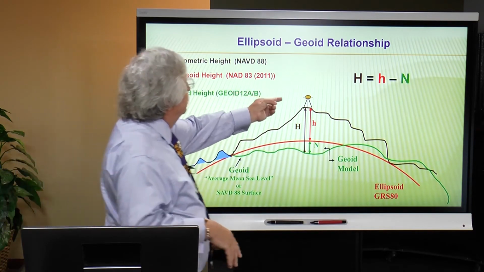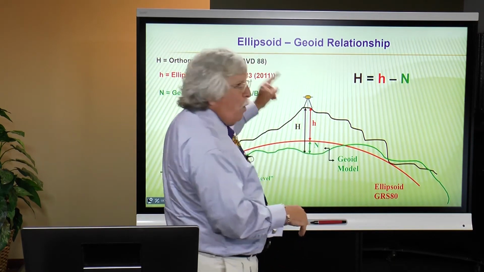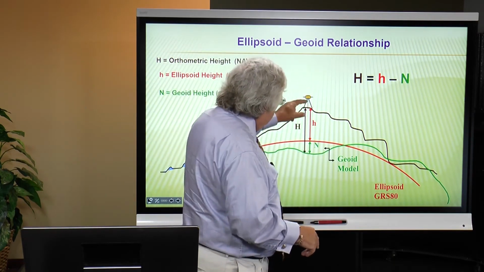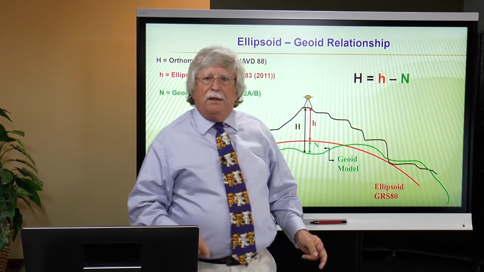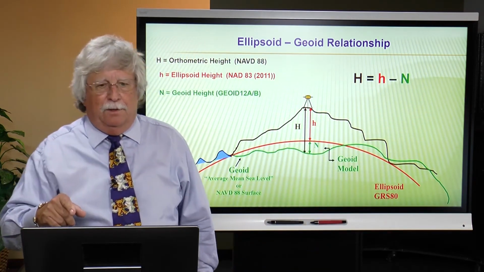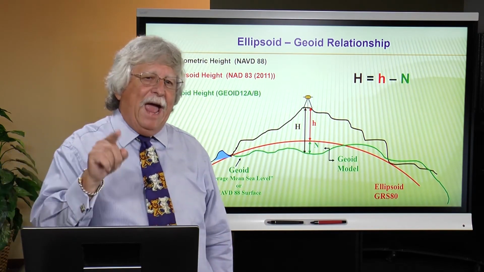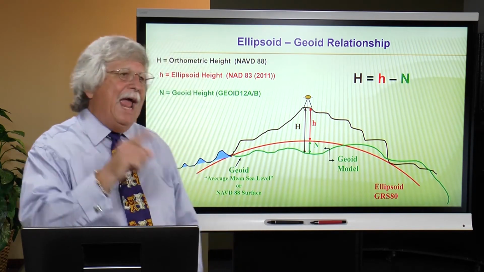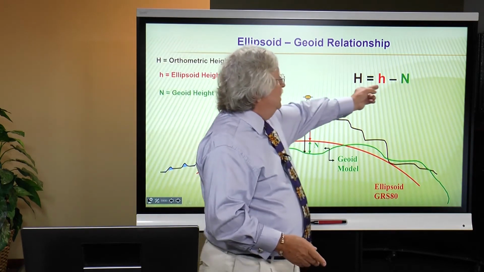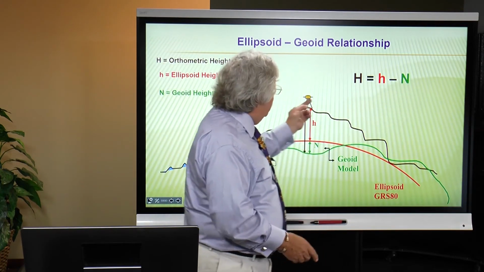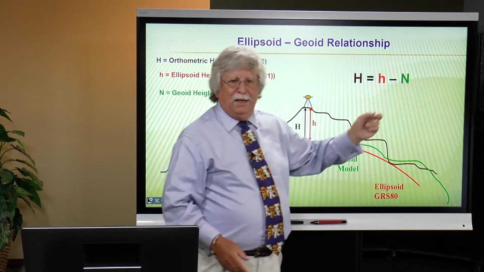And here's the equation. Big H, my height above the geoid, that's what I want, is equal to little h, right, my ellipsoid height, minus N. Now those of you out there who are watching this, if you haven't been asleep, you might be sitting there saying, hey, why is that a negative number? Because this looks like it should be big H equals little h plus N.